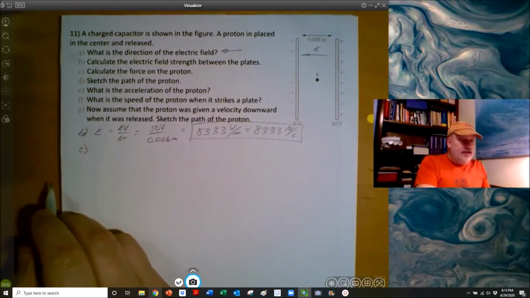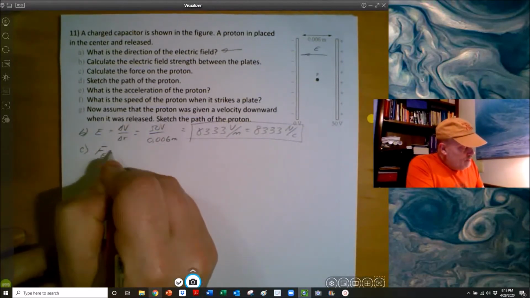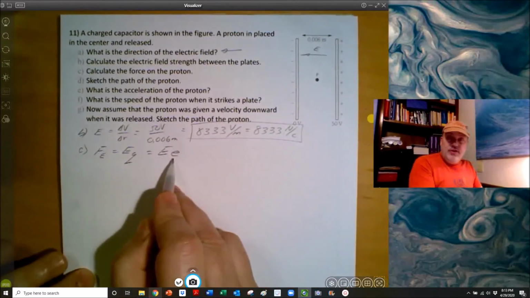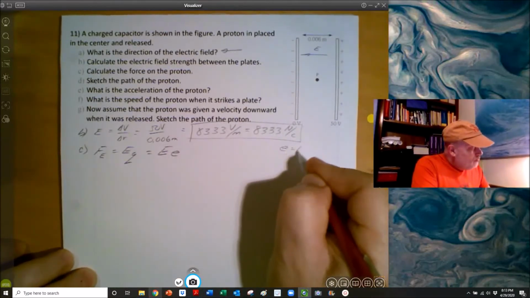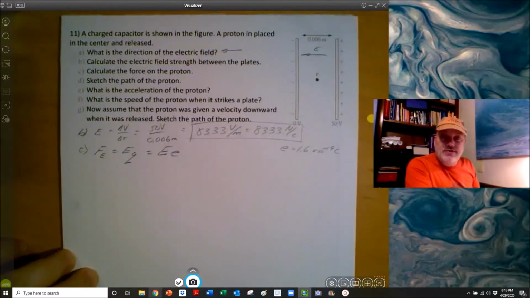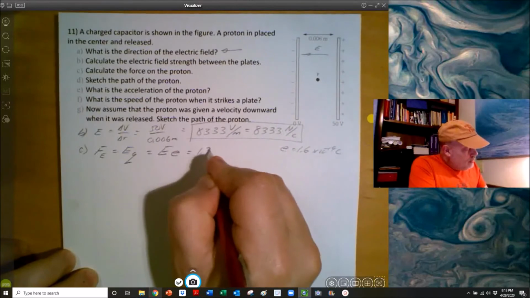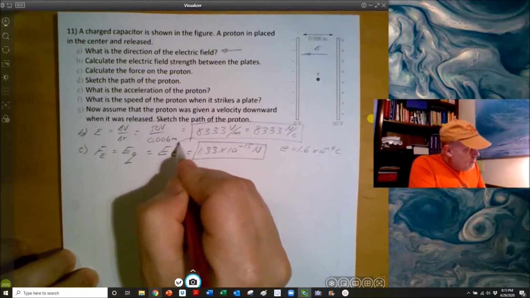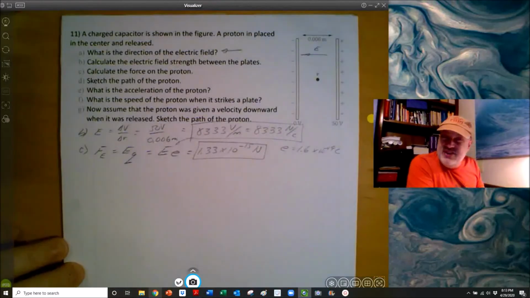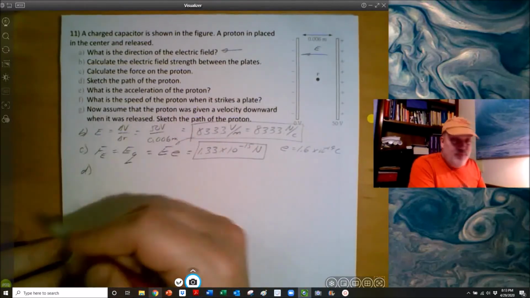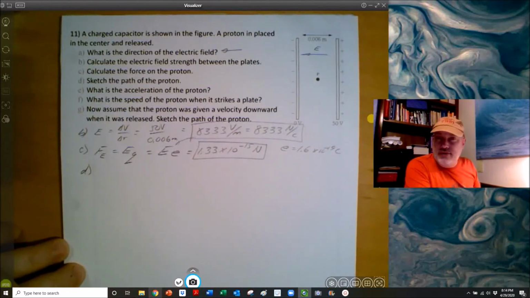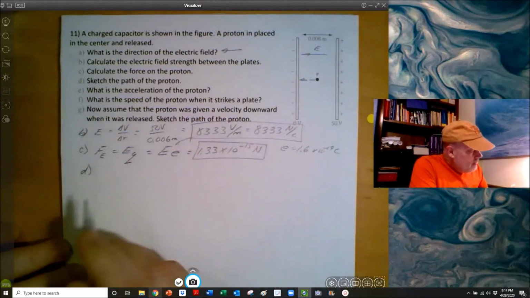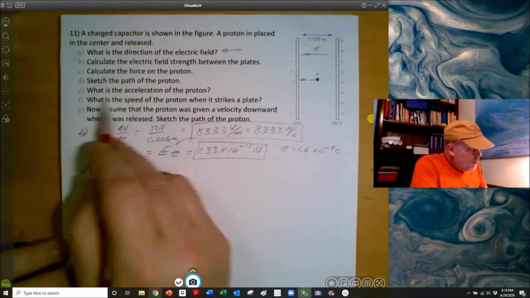Part C says, calculate the force on the proton. Well, the electric force is equal to E times Q, and that's this E times the charge of a proton, which is little e. Remember that little e equals 1.6 times 10 to the negative 19th coulombs, which is on our equation sheet. When we plug all that stuff in, we get 1.33 times 10 to the negative 15 newtons, a very tiny force from this rather large electric field. That's because it's a tiny charge. D, sketch the path of the proton. Well, it's released from rest as far as I can tell, so it's going to just go straight to the left along this pathway here. That was easy.